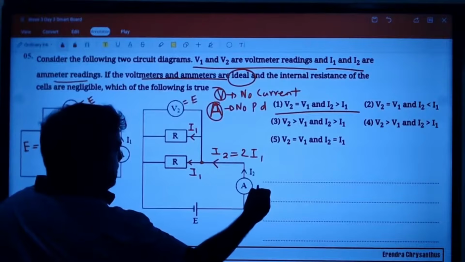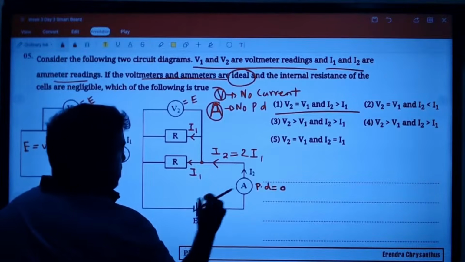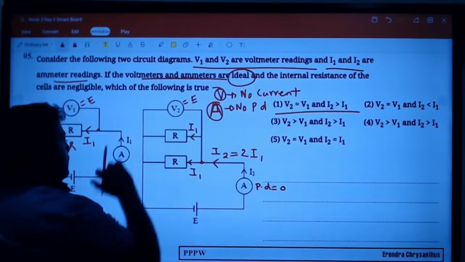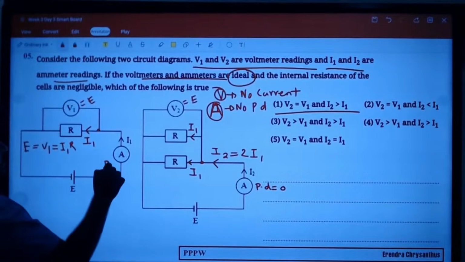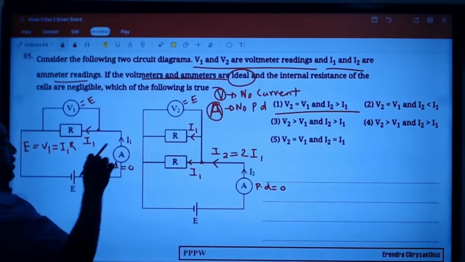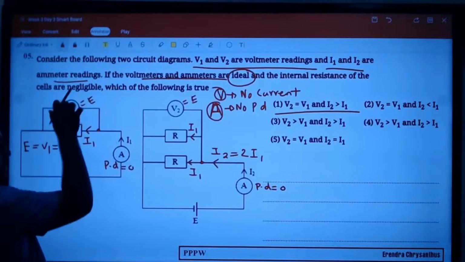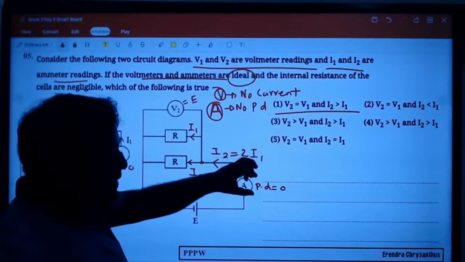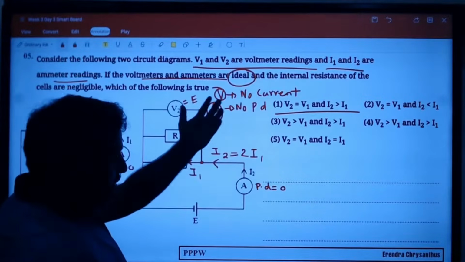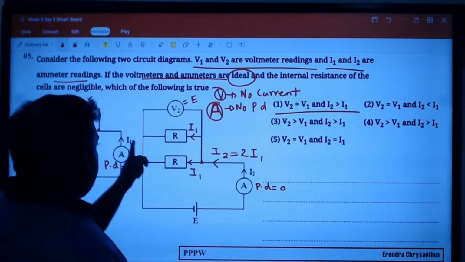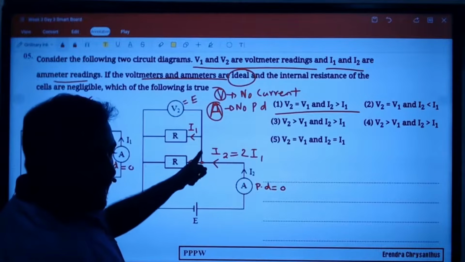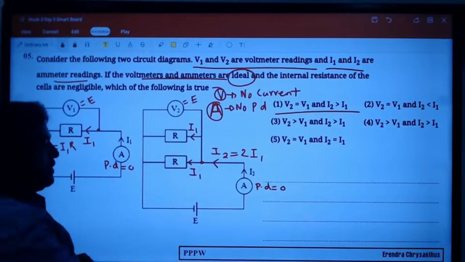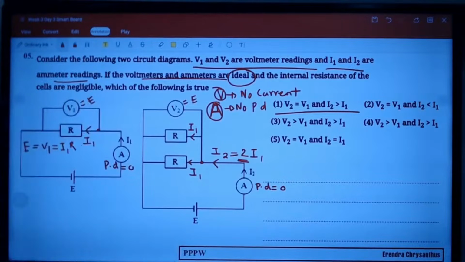Across this the potential difference is 0, so this voltage should be completely given here. Ideal, no current, means voltage same. Potential difference 0 means all this voltage will be given here. Here the effective resistance is R over 2. Resistance is half means current doubles, so here 2I. Another way of saying it: here E means I1, here I1, so here 2I.